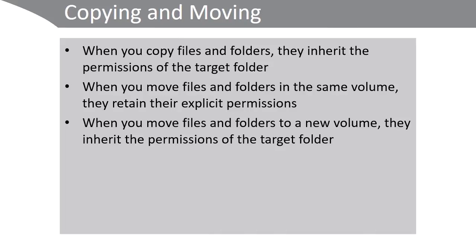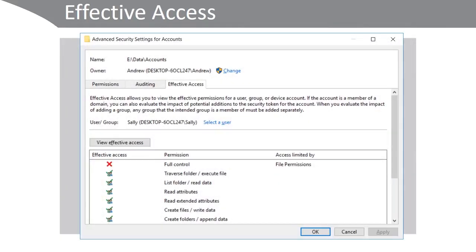Sometimes when you've made these move operations, it can be confusing to work out who has what permissions. So you can use the Effective Access tab to determine that. As you can see here, the folder we're looking at is E:\data\accounts. The owner is a user called Andrew. That's the name of the computer, and we're trying to determine what permissions Sally has. She's a user on this computer here, and you can see that she has modify permissions. In other words, everything except for full control.